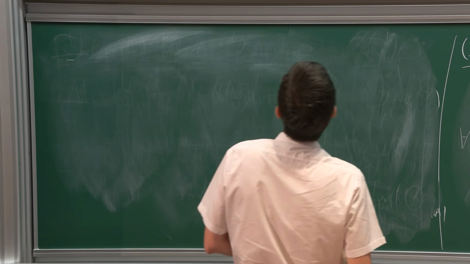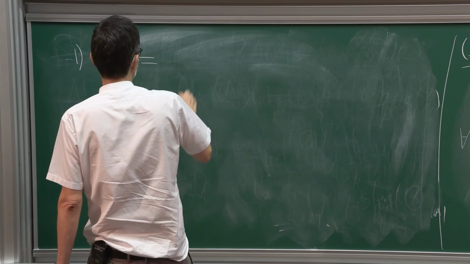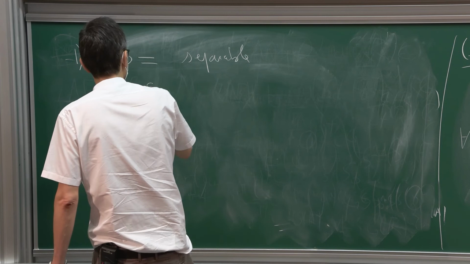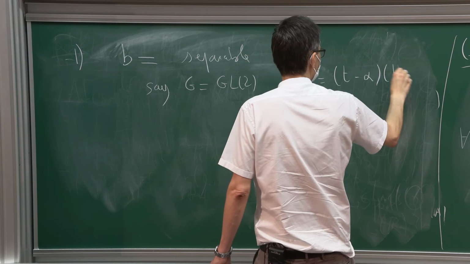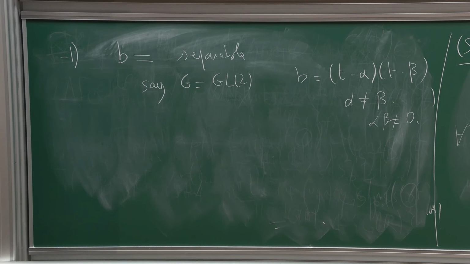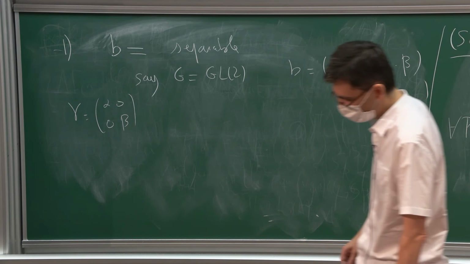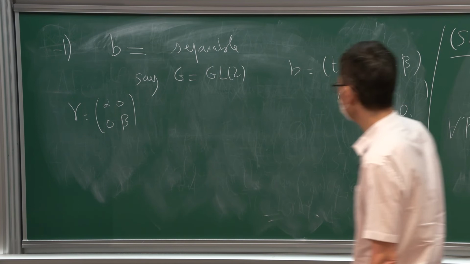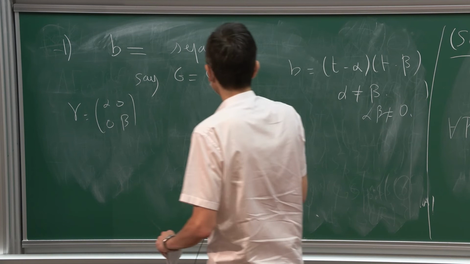So first, there is a case where the characteristic polynomial is separable. Say, for example, G is GL2, and the characteristic polynomial B is (T minus alpha)(T minus beta), where alpha is not equal to beta. Then, remember that I take an element gamma. So the characteristic polynomial in this situation determines just an orbit, the G(F) orbit. But the centralizer of such an element is the torus T. It is not anisotropic.